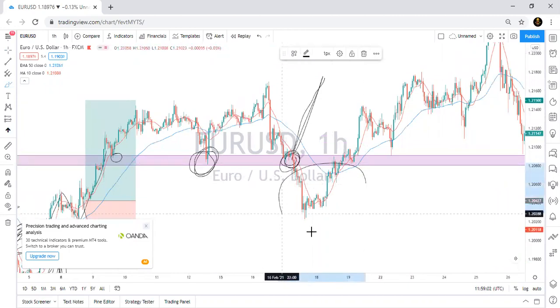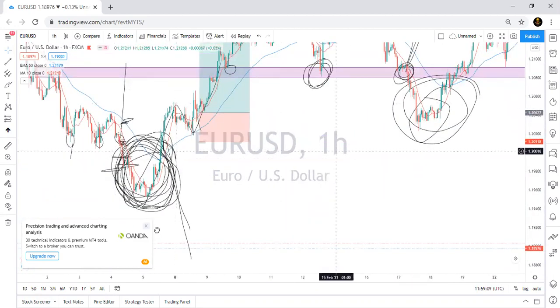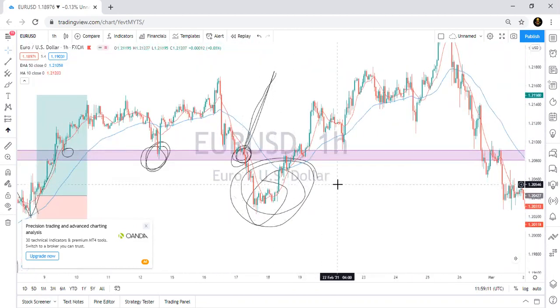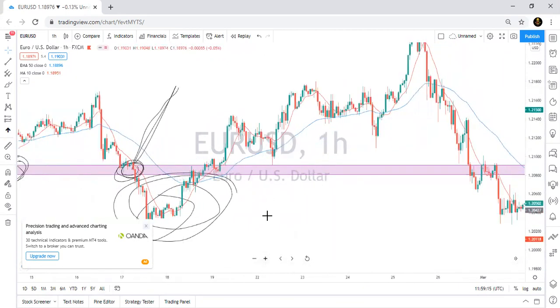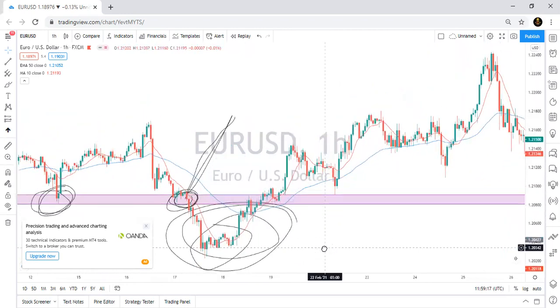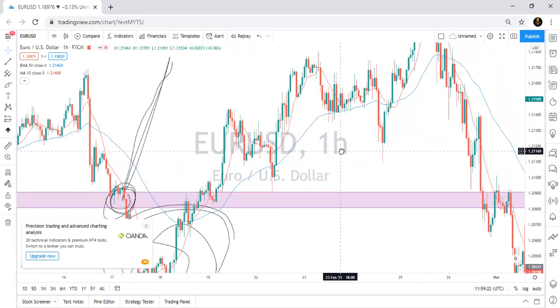All these, the same story that was created in the past, it's the same story. It was created here, the same came here. What are you going to do? All you need to do is wait patiently until these market makers, these market movers, are done playing, taking people's money, stop losses, whatever.